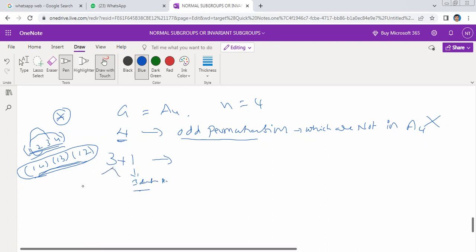When the length of the cycle is 3, how many 2-cycles do we get? 2 cycles. Yes, which gives an even or odd permutation? Even.